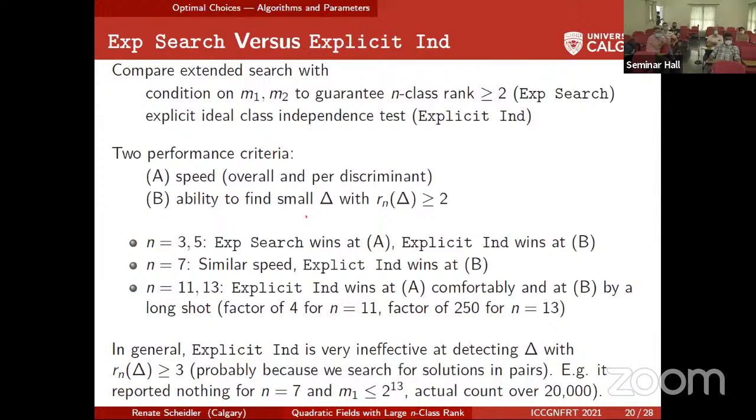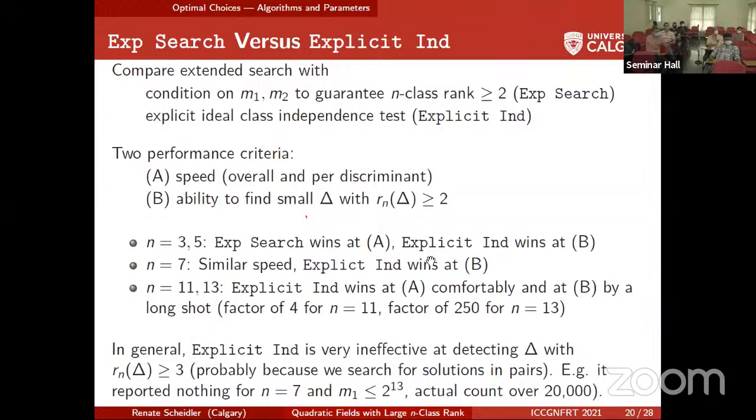It says, okay, I found 2 independent ideal classes, but meanwhile, the actual n-class rank might be as big as 3 or 4, and the algorithm doesn't find that. So it's very bad at detecting higher n-class rank than the promised 2. And I think this is because we're looking for things in pairs. This is something that we need to look into.